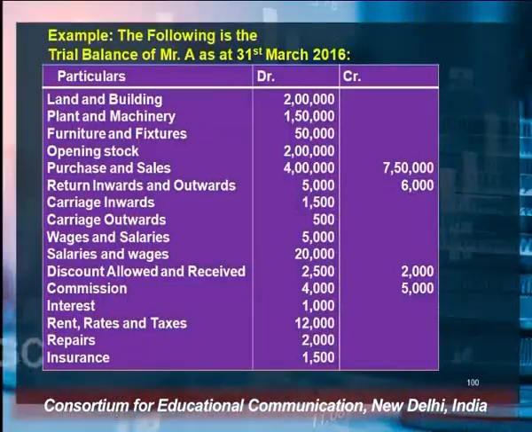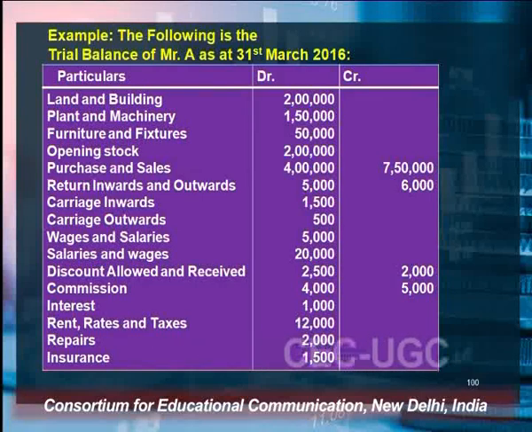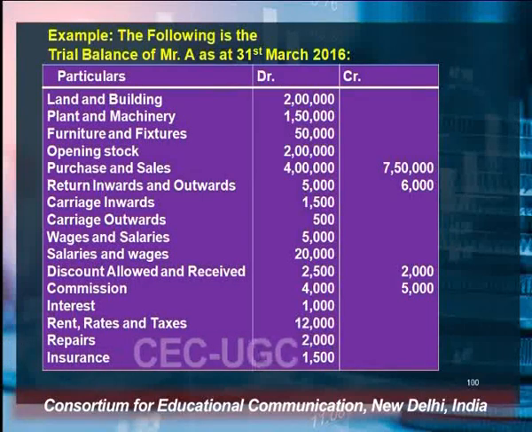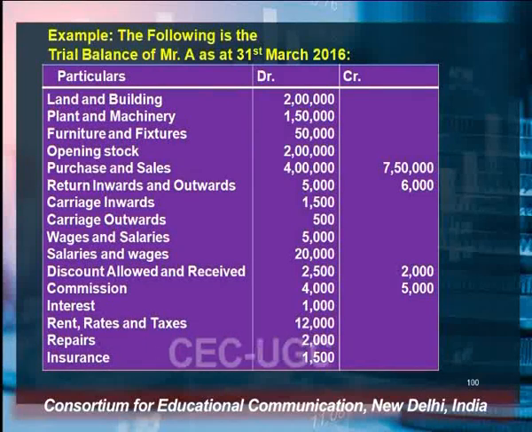Let's understand this entire procedure with the help of an example. In this question, the trial balance is given to you. What if the trial balance was not given? If the trial balance, as I have explained, is not given in the question and only ledger balances are given, the first important thing you need to do is prepare the trial balance out of the ledger balances given in the question. So in this question, the trial balance is already given. If it is not given, then the first thing is preparation of the trial balance.